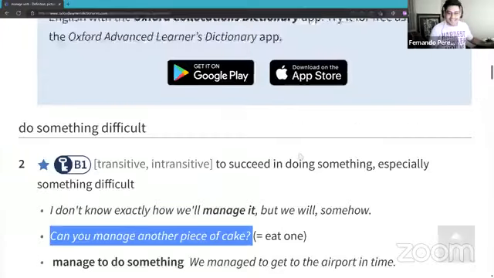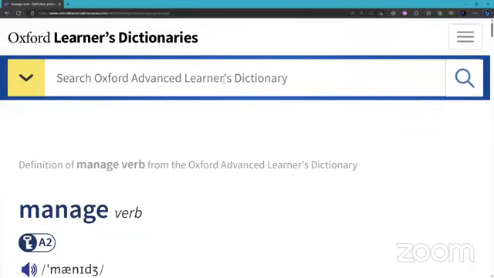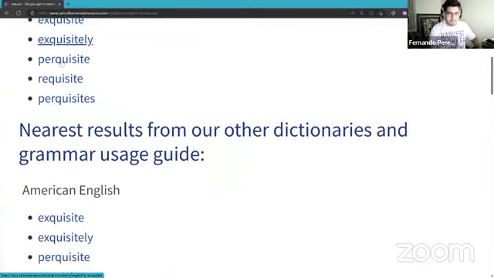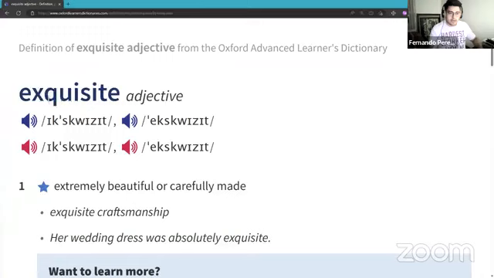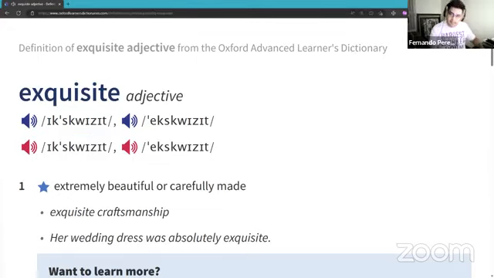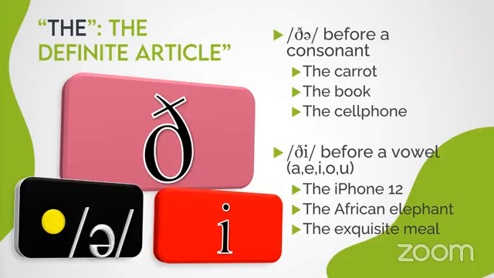Let's go to the dictionary because in Spanish this is not Spanish, right? So in Spanish, QUI sounds "key," but in English it's literal, "kwi." Exquisite. Exactly. Like equipment. Remember equipment? The exquisite meal. That's correct.